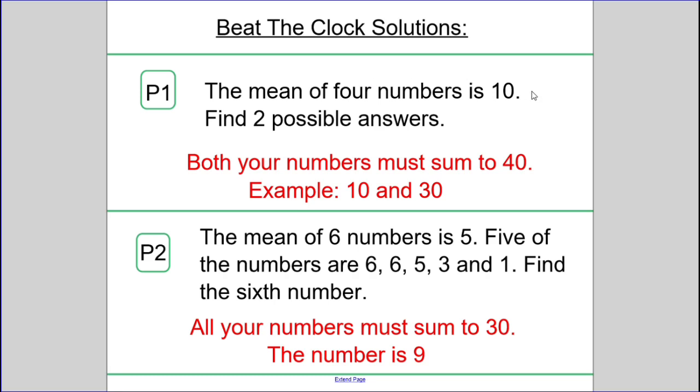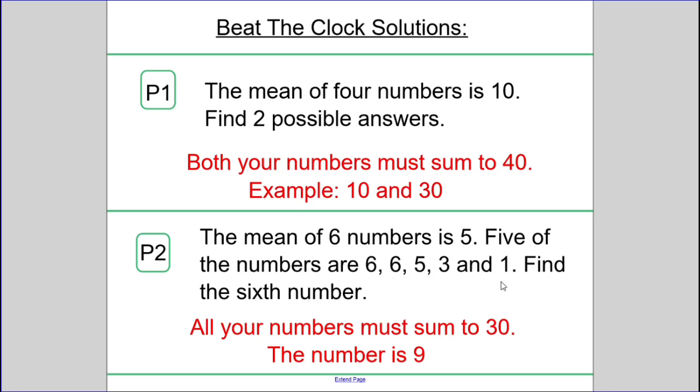So for the first question, you had 4 times 10. 4 times 10 is equal to 40. So both your numbers must sum to 40. Now remember, we're looking for 2 possible answers. So an example that I've written is 10 and 30. You could have easily gotten 20 and 20. And remember, you want 2 different solutions.